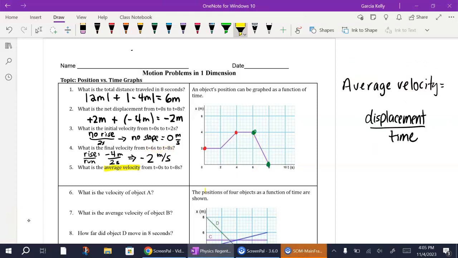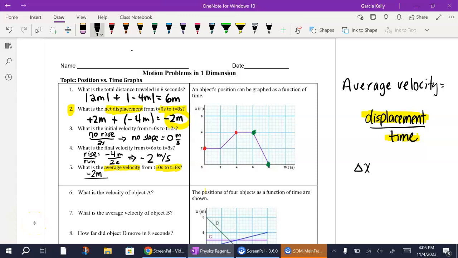When I'm trying to find out the average velocity, it's going to be displacement over time. And so I've calculated my displacement here in number 2. What's my displacement from 0 to 8? From 0 to 8 is negative 2 meters. So that means I can go ahead and just plug in negative 2 meters, because that's my displacement.